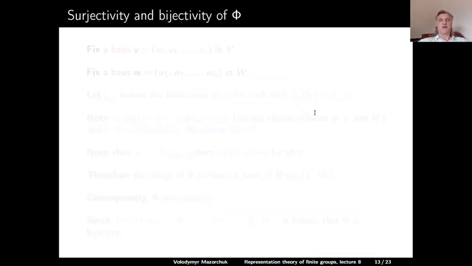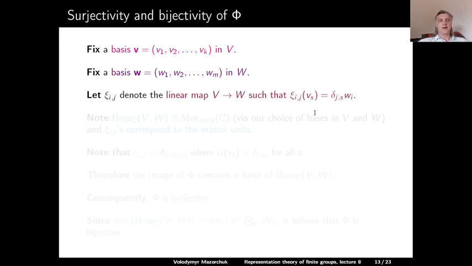So next, let us prove that phi is surjective. Fix a basis v1, v2, and so on vk in V, and a basis w1, w2, and so on wm in W. Denote by psi_ij the unique linear map from V to W which is defined as follows. So the value of psi_ij at the basis element vs is equal to the Kronecker delta of j and s times wi. So for each i from 1 to m and for each j from 1 to k, we have such a unique linear map.